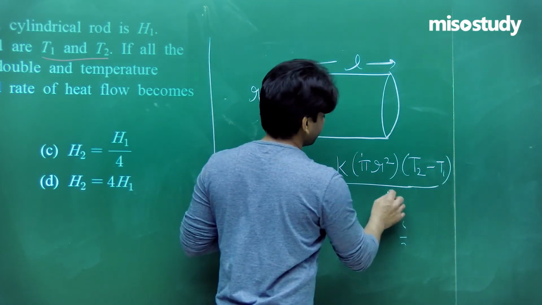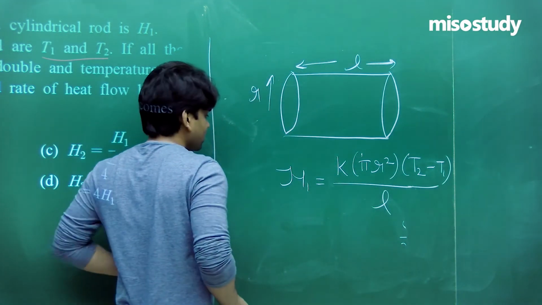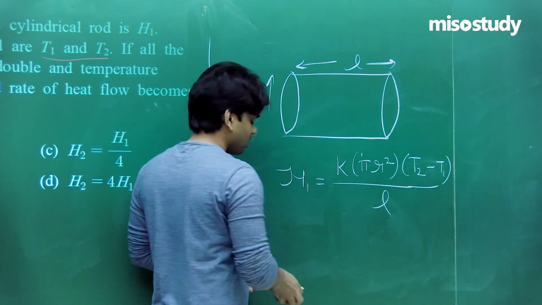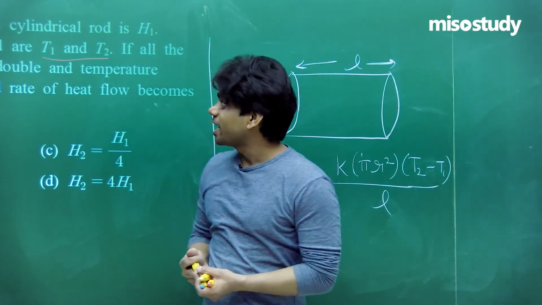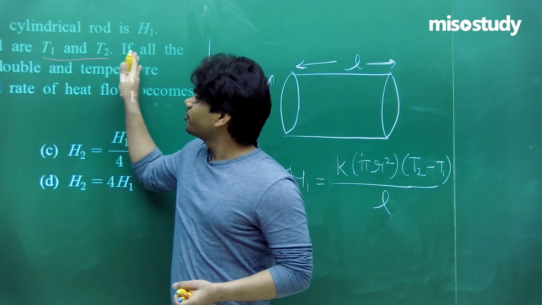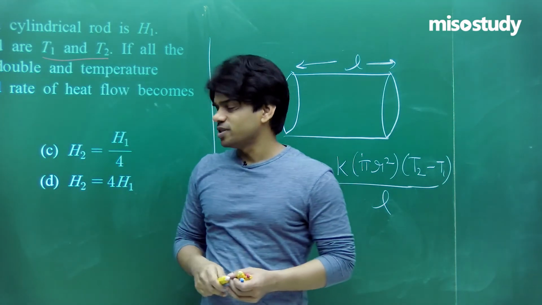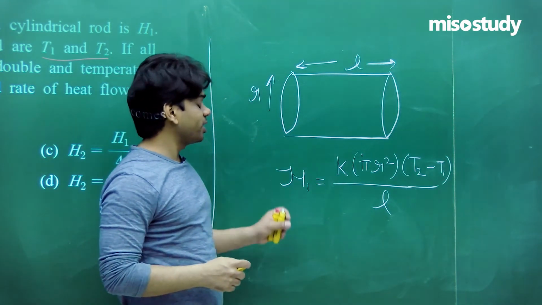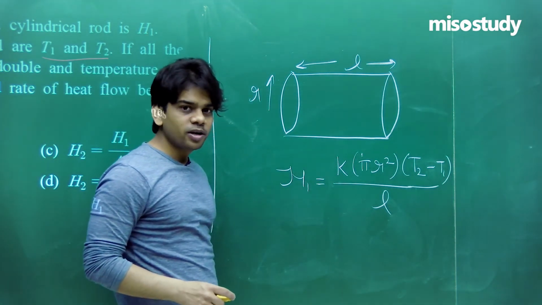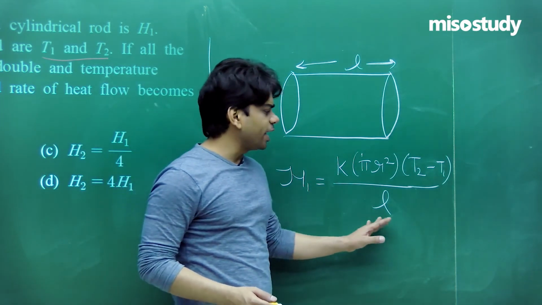Now after this, it's given that the dimensions are doubled. If all the dimensions of the rod become double and the temperature difference remains the same, so the difference in temperature T2 minus T1 will remain the same, and all the other dimensions are doubled. So we just need to put in the new values of radius and length.